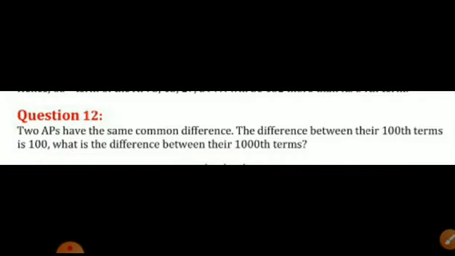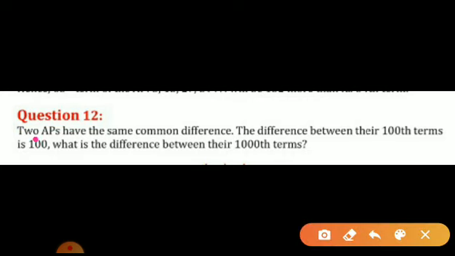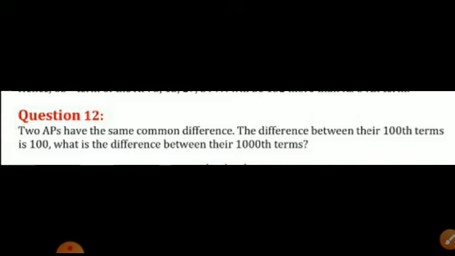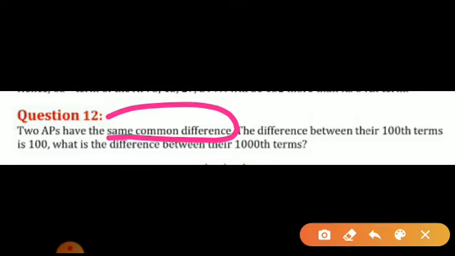See, what is the question? Two APs have the same common difference. It is given that we have two APs, and the two APs are having the same common difference. Then the difference between their 100th terms is 100. What is the difference between their 1000th terms? Now see here, you have been given that there are two different APs with the same common difference.